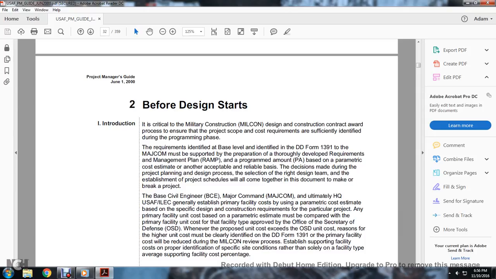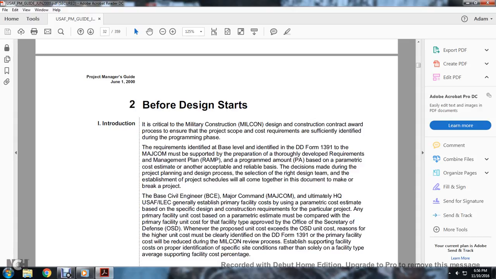The base civil engineering manager, the major command, and ultimately the headquarters of the U.S. Air Force Civil Engineering generally establish the primary facility cost, using the parametric cost estimate with the base-specific design and construction requirements for the particular project. Any primary facility unit cost based on the parametric estimate is compared with the primary facility unit cost for that facility type approved by the Office of Secretary of Defense. Whenever the proposed unit cost exceeds the Office of Secretary of Defense unit cost, the reason for the higher unit cost must be clearly identified on the Department of Defense Form 1391.